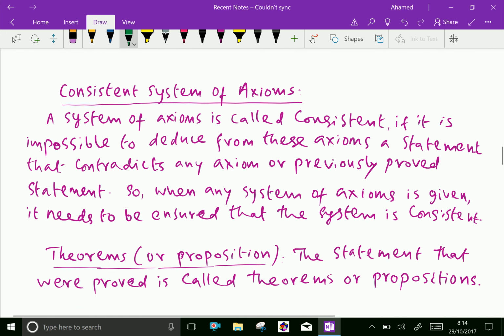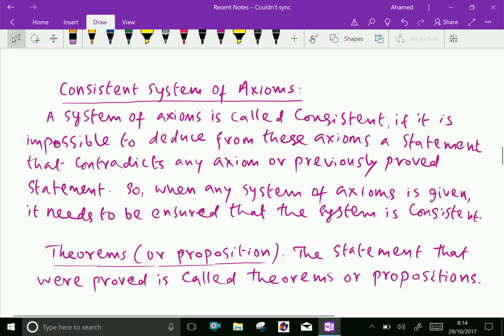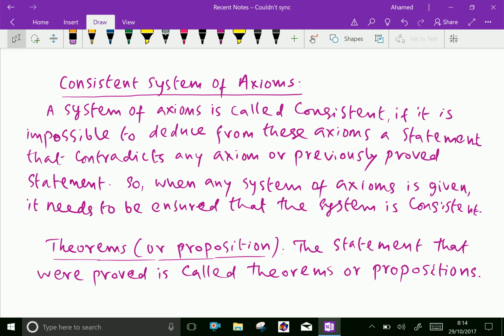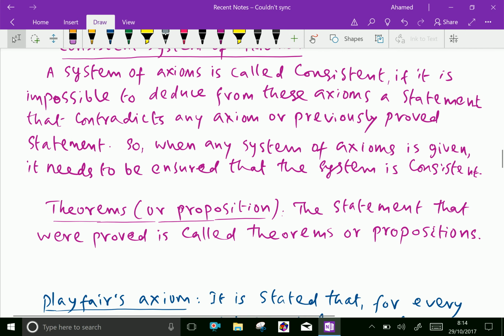Consistent system of axioms. A system of axioms is called consistent if it is impossible to deduce from these axioms a statement that contradicts any axiom or previously proved statement. So when any system of axioms is given, it needs to be ensured that the system is consistent.